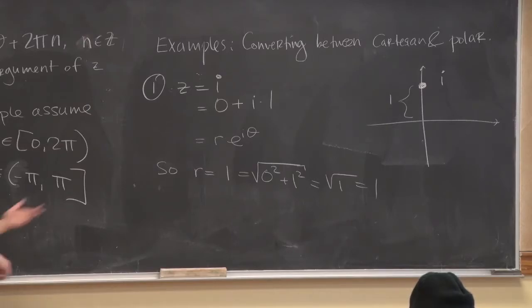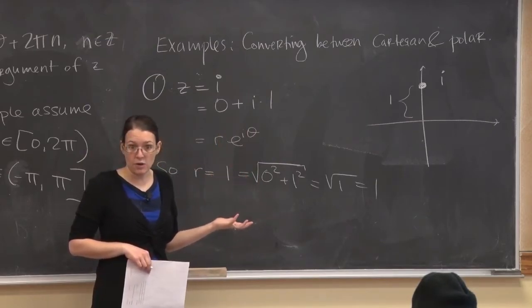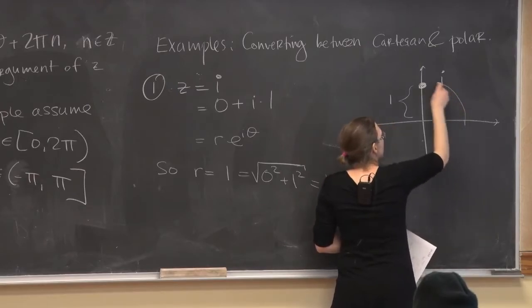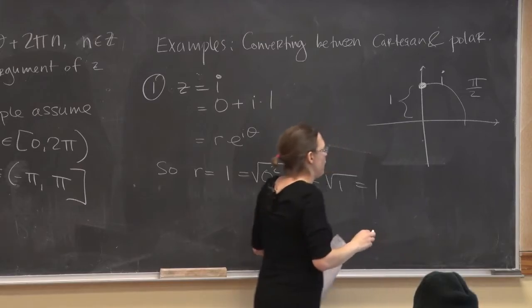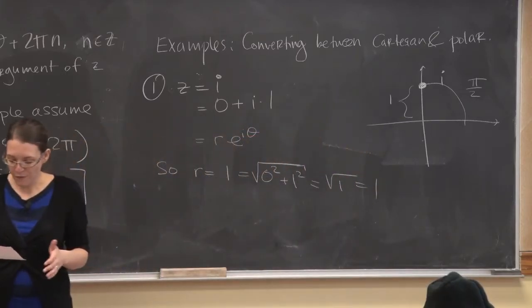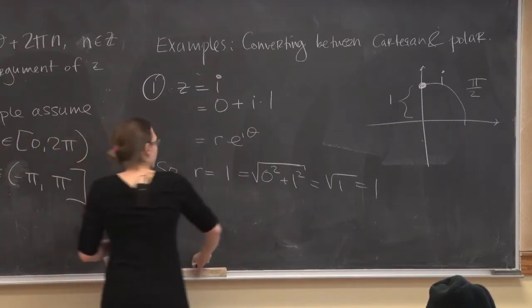And then to find theta, I'm just going to read the angle off because this is an easy angle. From the x-axis to i, this is the angle pi over 2. Sorry, the notes say pi over 4, but that's a typo. For a minute I was wondering which one it is, but I'm 90% sure it's pi over 2. The class agrees. We're going with pi over 2.